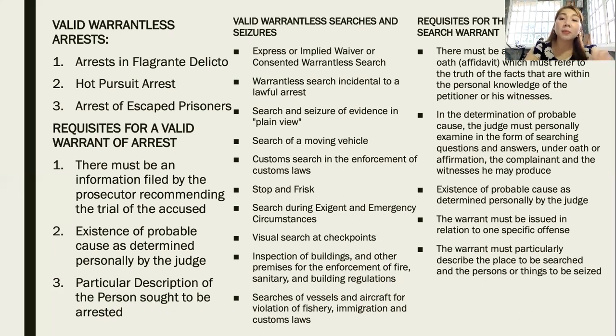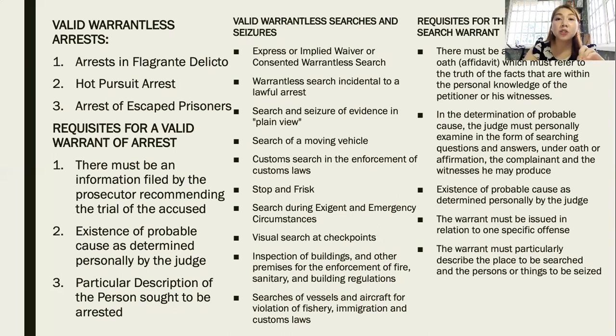The law requires that there must first be lawful arrest before a search can be made. The process cannot be reversed. Hindi pwedeng i-search muna siya tsaka may lawful arrest. So the search can only be made at the place where the person was arrested and covers weapons or anything that can be used as proof against him.